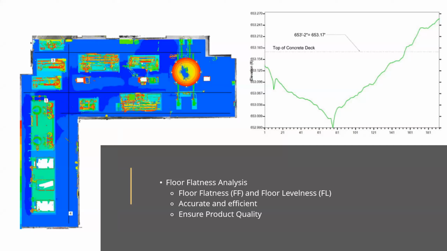Floor flatness analysis is another helpful tool. It measures the flatness and the levelness of a concrete floor. After the analysis, we would have a report that includes a heat map like this, illustrating the elevation difference of the floor, and also details pointing out the high points and the low points. We find this analysis to be very helpful in some use cases.